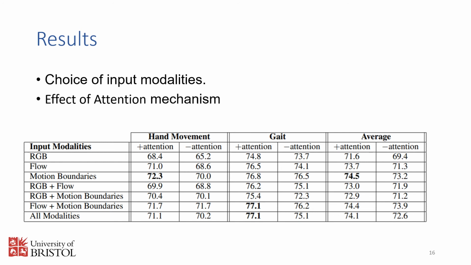To evaluate the influence of the attention units, we performed all our experiments with and without them. As you can see in this table, in all experiments for hand movement and gait tasks, our model achieves better accuracy with the attention units. Interestingly, even without attention units, motion boundaries play a significant role in improving the results over other modalities.